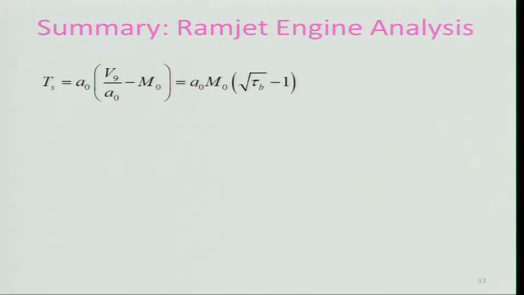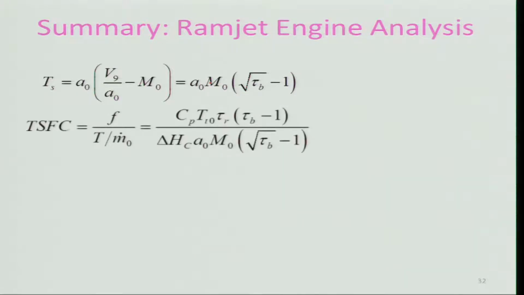If you look at A0, it is the altitude which will tell us what the temperature is, and the flight Mach number, right? It will also depend on how much heat you have added, the tau B, that is the burner, or what is called the combustor. Similarly, we can find the expression for TSFC. Apart from tau B, M0, A0, it is also dependent on tau R, which is again a function of flight Mach number. And of course, the kind of fuel you are using, that is the heat of combustion, right?